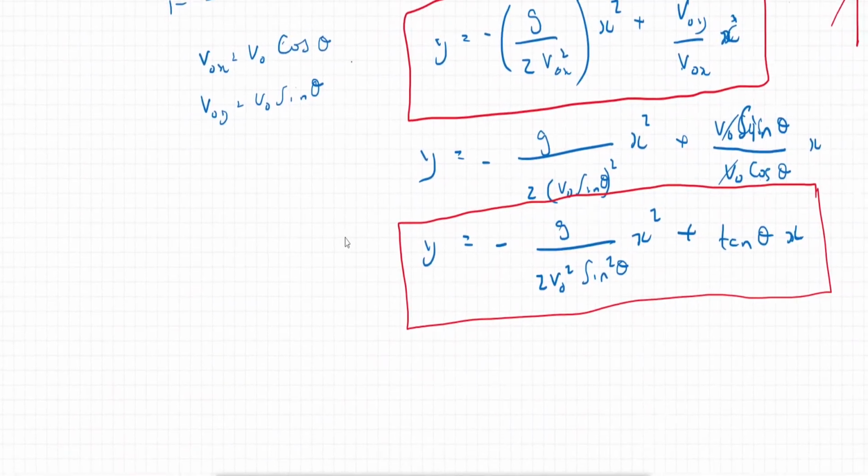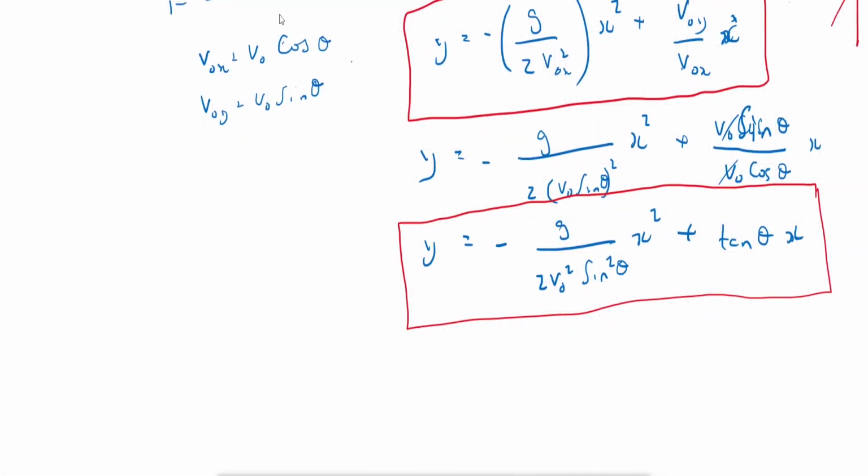So let's think about the range. The range is basically this distance x here. It goes from here to here. It's how far it will travel before hitting the ground again. So let's think about the x.